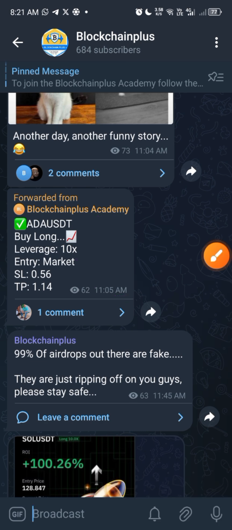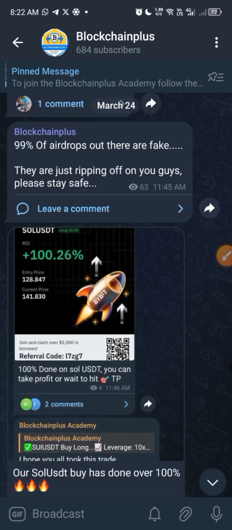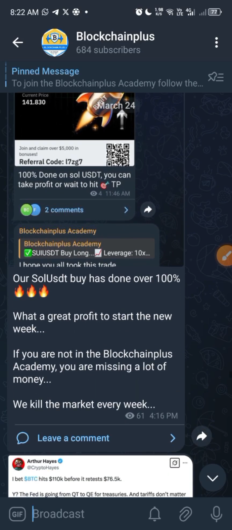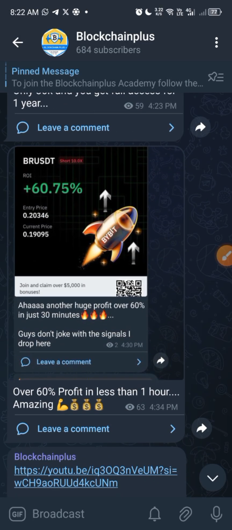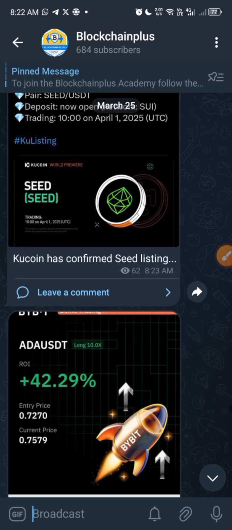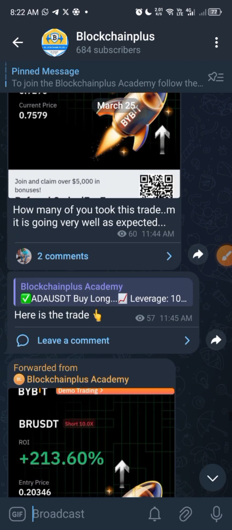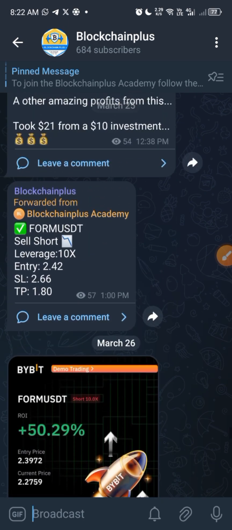Now let's say you see a signal like this: buy long, leverage 10x, entry, market, SL. Okay, let me look for the one that has entry price. Now you can see this was the SUI. It later went ahead to do 100%. Let me go down. Which one is this? Okay, this one is BRUSD, which also did very well, 60%. Okay, this is another Cardano. Now this is also BR. So you can see, guys, we are making money from this place. Okay, now this is Form USDT.